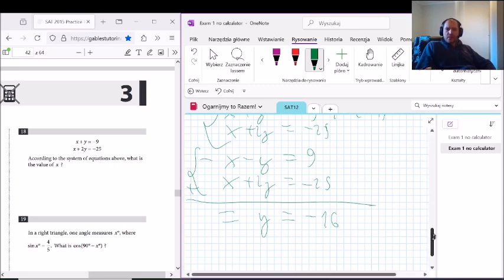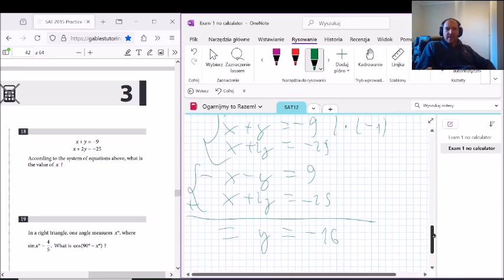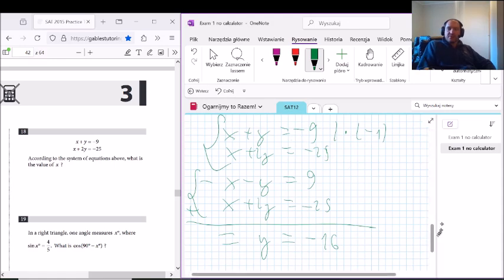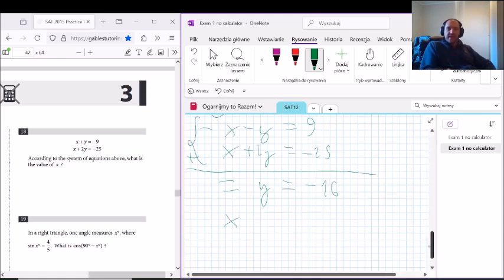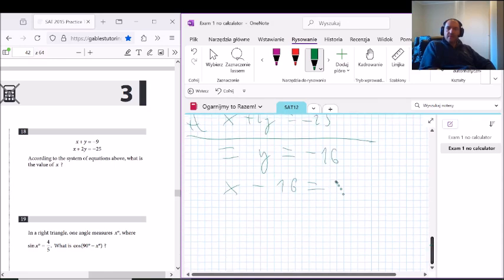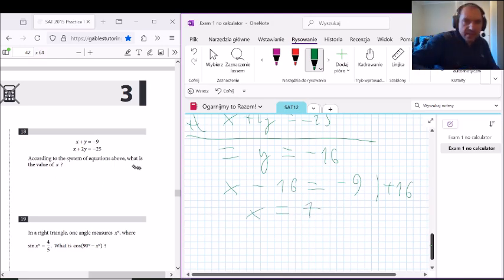Now we can put this number into any of those equations, for example the first one, and we get that x minus 16 equals how much? Minus 9. And that's simple, we can add 16 and we get x equals 7. So the correct value for x is 7.